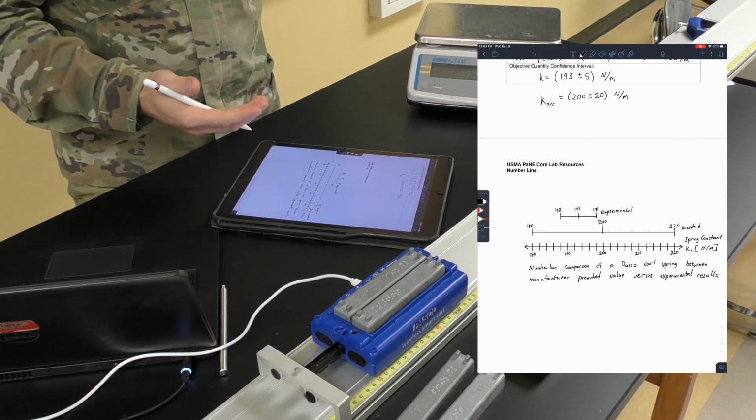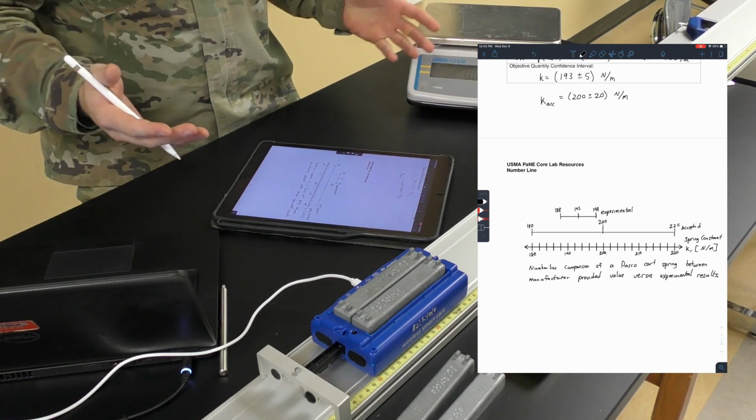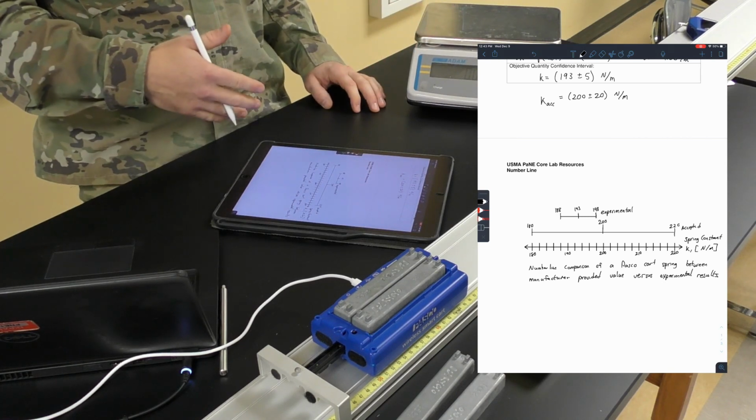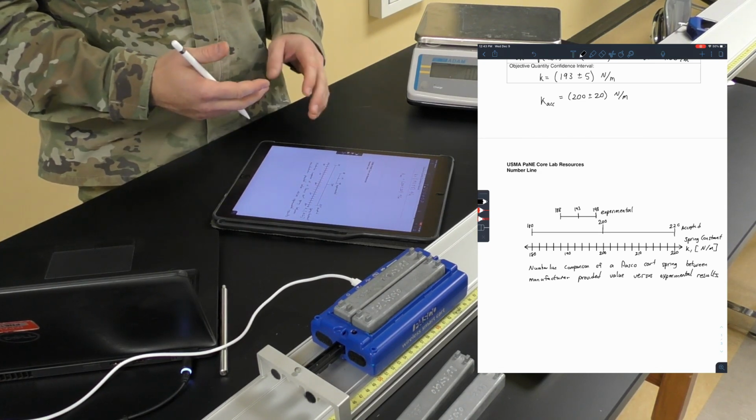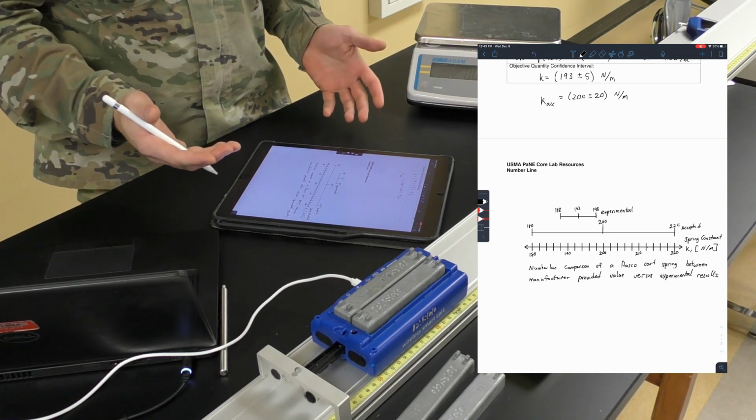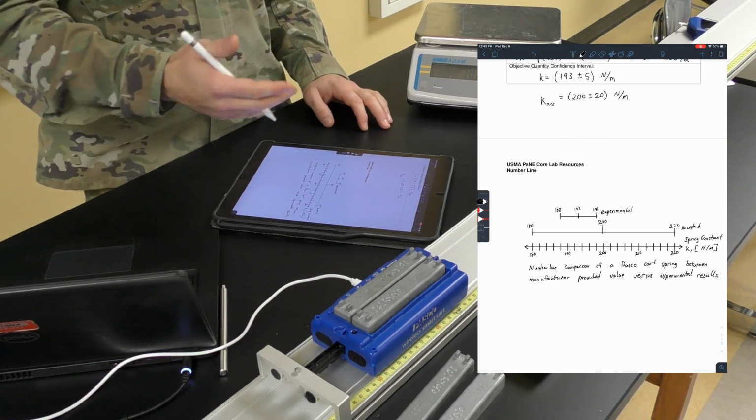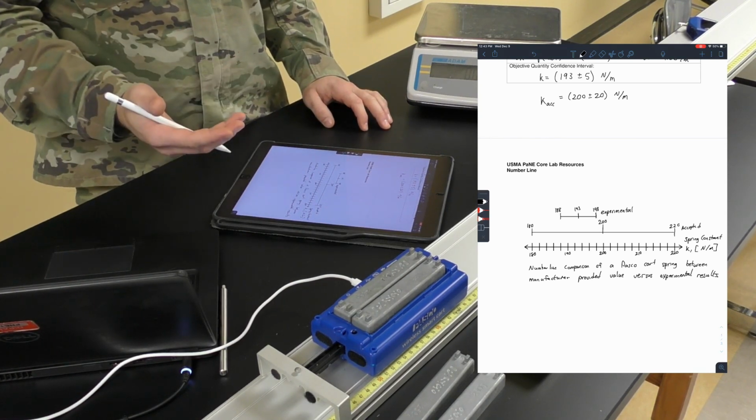Because these two confidence intervals overlap, I'm going to say that I have some form of random error within my experiment. If they didn't overlap, then I would say that I have systematic error, meaning there was something wrong with my procedures, my assumptions, or the model that I provided to begin with. But because the error bars overlap, I have random error instead.